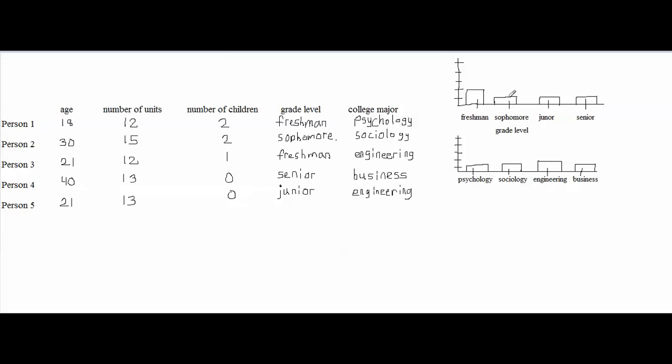And we've created a bar graph for the grade level column and a bar graph for the college major column. And I said that you create a bar graph when you have a column of qualitative or categorical data. There's a different type of graph that you would make for a column of quantitative data. It looks like a bar graph, but it is actually a little bit different, and I'll show you why. The graph that we would make for a column of quantitative data is called a histogram instead of a bar graph.